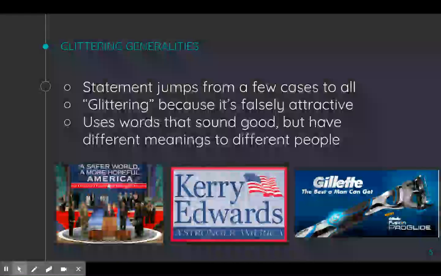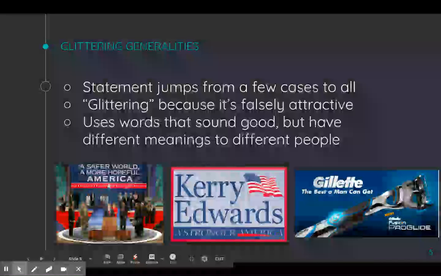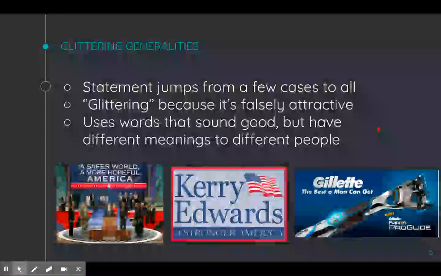And so it has this false sort of generalization, where what that actually means to you might be different than what it means to someone else. Same thing here. They ran against John Kerry, and their campaign slogan was "A Stronger America." So same idea here. What does stronger mean to you? It might mean something different than it means to these particular politicians. So, glittering generalities is a slogan that sounds good, but it's kind of subjective. It has a different meaning to different people.